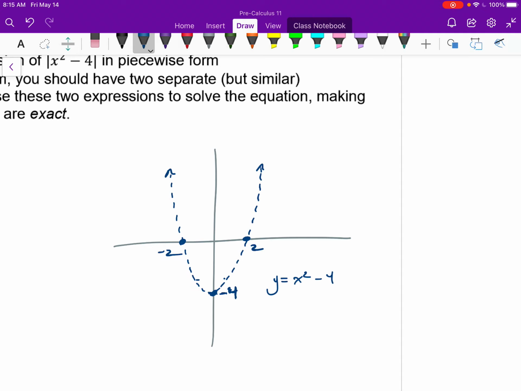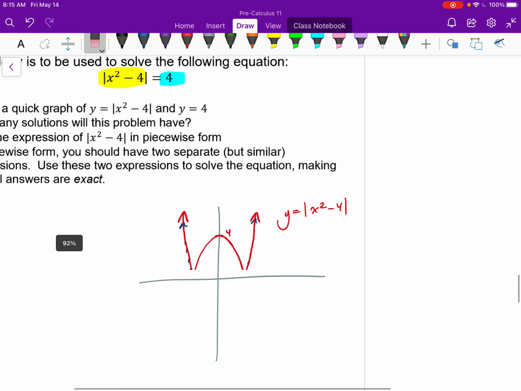So the absolute value of this would go up to positive 4 and look something like this. There's my sketch of the graph of the absolute value of x squared minus 4. I know it has a bounced vertex at 4, and x-intercepts at exactly 2 and negative 2. I was able to get those x-intercepts quickly because from any vertex of x squared, I can find a point by going 2 to the right and 4 up, and that brings me straight to the x-axis. All right, so there's the graph of the left-hand side.